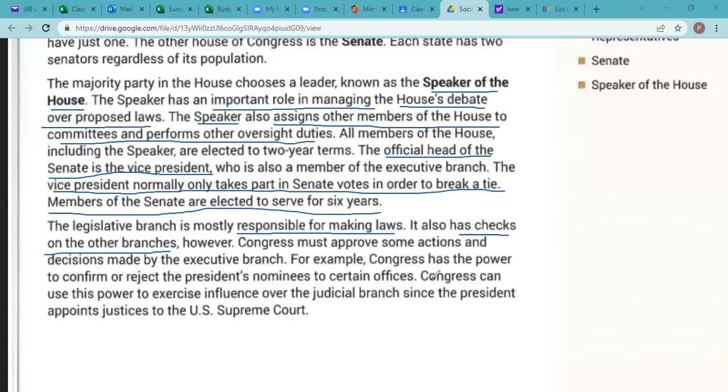So Congress can use this power to exercise influence over the judicial branch, since the president appoints justices to the US Supreme Court. If you think about, I believe her name is Ketanji Brown Jackson, she has been nominated by President Biden to go up for that position of Supreme Court justice. There is another person that dropped out.